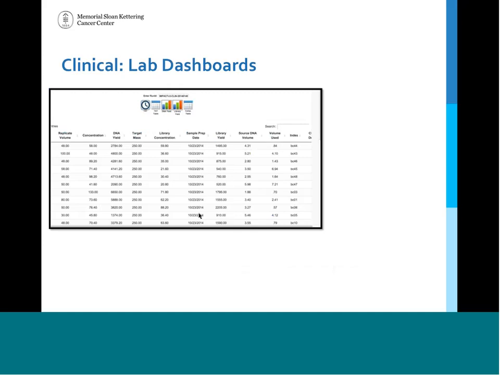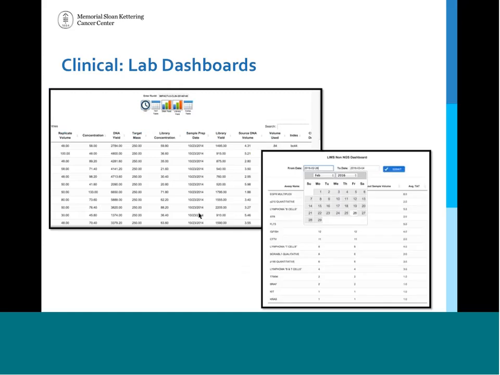And then the clinical lab has built a number of dashboards to allow people to review information based on what is in the LIMS without actually having to log into the LIMS to find the information. And they have this set up not only for their NGS platforms, but also for non-NGS services.